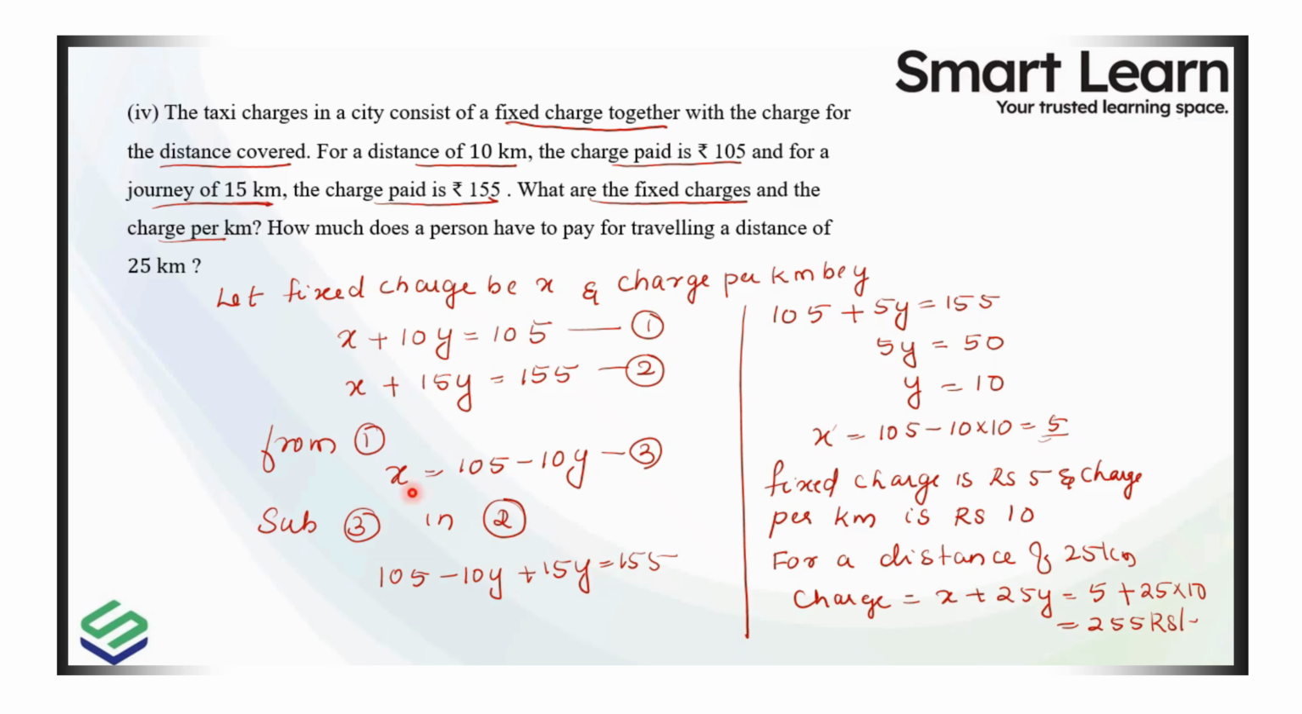From the first equation I wrote x as 105 minus 10y. Then I substitute this third equation in our second equation. So you got 105 minus 10y plus 15y, that is plus 5y, equal to 155. So 5y is equal to 50, so y is equal to 10. Then you substitute in our third equation, you got 5. So the fixed charge is rupees 5 and the charge per kilometer is rupees 10. Then we have to find the charge for a distance of 25 kilometers. The fixed charge is 5, then for 25 kilometers, 25 into 10 plus 5 is 255.